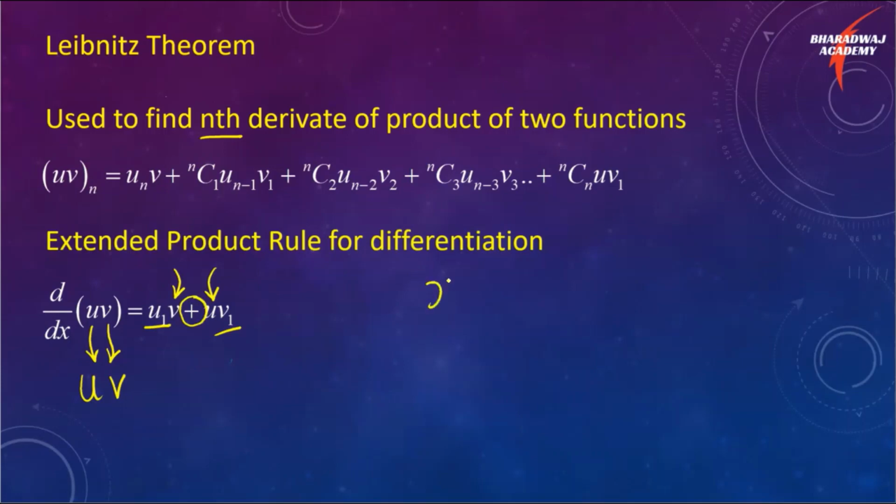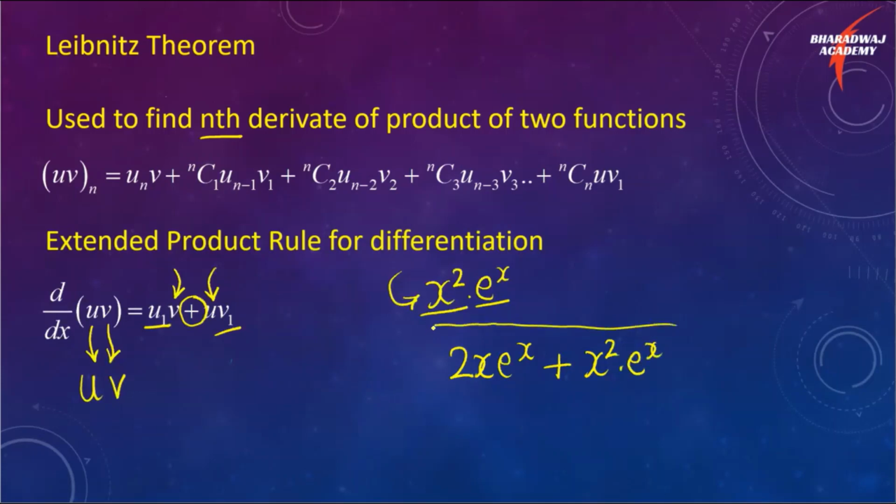If you have a function x square into e power x, apply product rule on this, what will we get? Differentiate the first one, keep the other as it is. So I'll get 2x e power x plus, now if I differentiate e power x, I'll get e power x itself, but you have to keep x square as it is. So this is what we'll be getting. So this is our product rule.